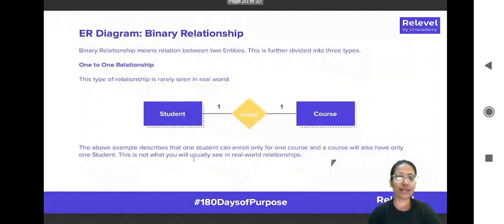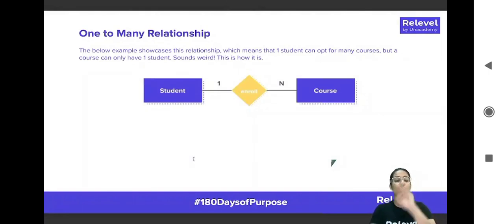Let's quickly reiterate that once again. When we talked about binary relationships, that means first of all, it will only have two entities and one relationship between them. But the relationship could be of many types. One-to-one: one student can be a part of one course, and the course will have only one student. One-to-many: a student can enroll for multiple courses, but every course will have only one student.